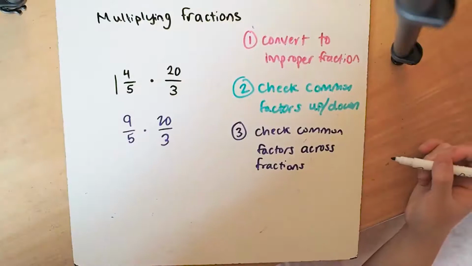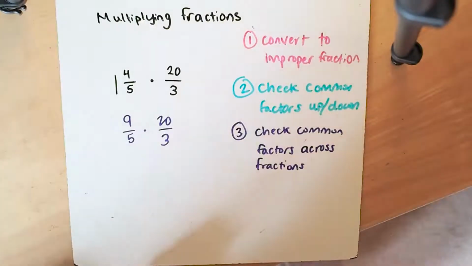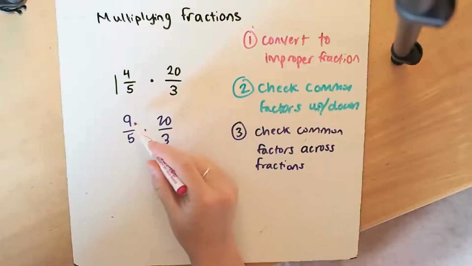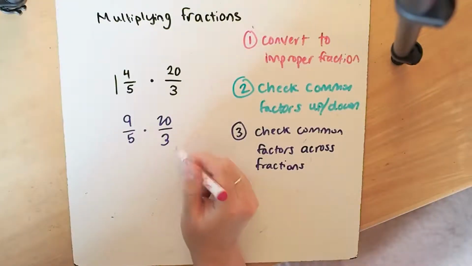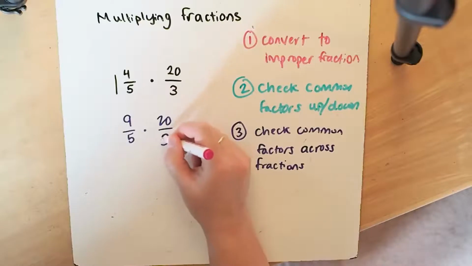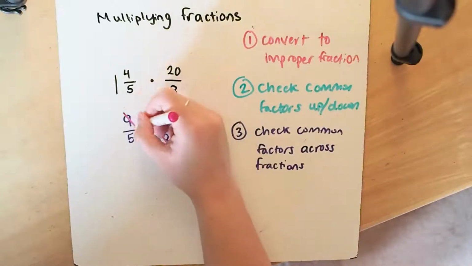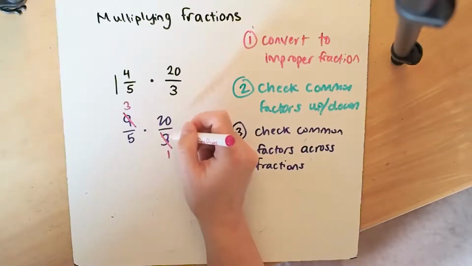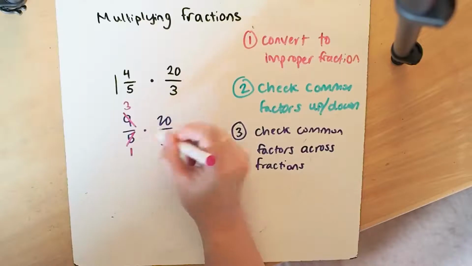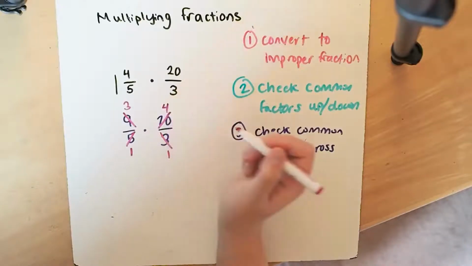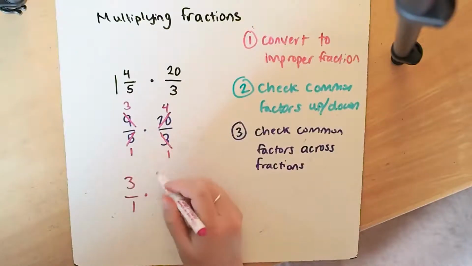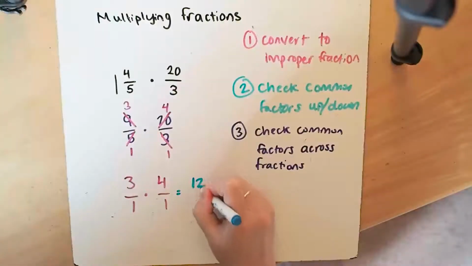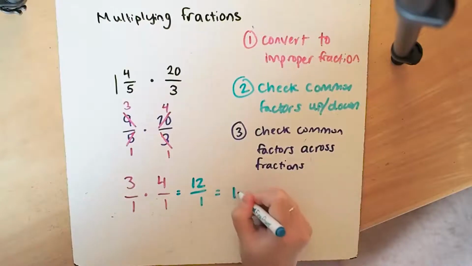The next thing we're going to do is check for common factors across fractions. So in this case, we only have 2 fractions, which means we only need to check this way and this way. So 9 and 3 have common factors. 3 divided by 3 is 1, and 9 divided by 3 is 3. Similarly, 5 and 20 have common factors of 5, so 5 divided by 5 is 1, 20 divided by 5 is 4. We can rewrite our problem as 3 over 1 times 4 over 1, and when we multiply that we'll get 12 over 1, or simply 12.